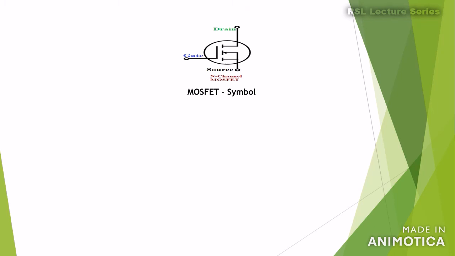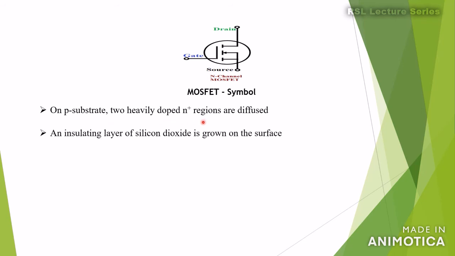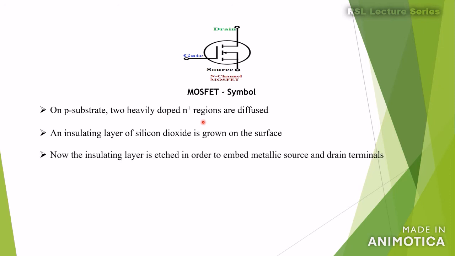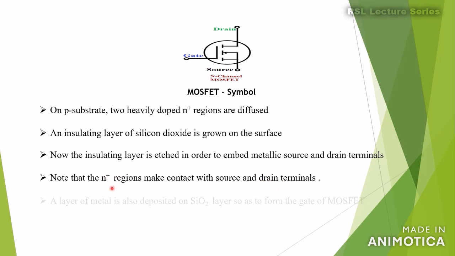This is the symbol for the MOSFET. It consists of three terminals: drain, source and gate. These are the points which we have discussed so far. It has one p substrate, and inside the p-type substrate two heavily doped n plus regions are diffused, and a silicon dioxide layer is grown on the surface of the p substrate. The source and the drain are brought out from the n plus regions, with direct contact to them.